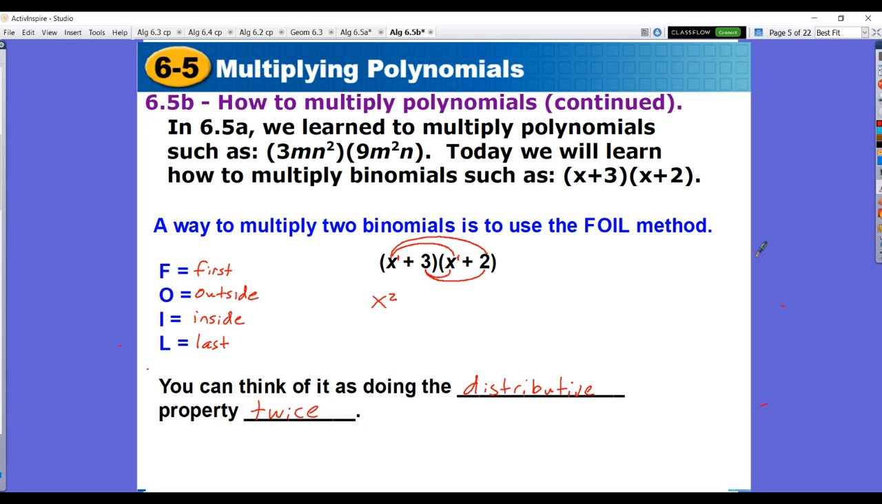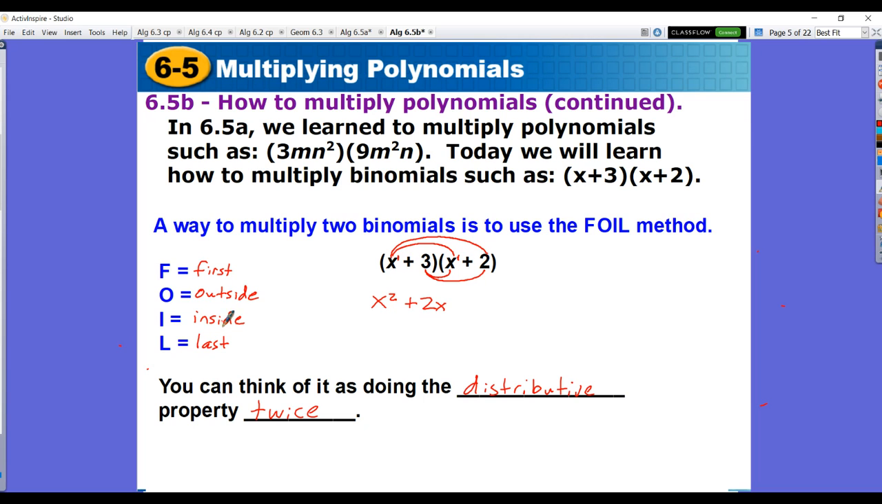That would be the F in FOIL. We got an x² for that. Next is outside, so we have x¹ times positive 2. x¹ times positive 2 is going to be plus 2x, multiplying 2 and x together. That takes care of O, the outside, and we've just done the distributive property with the X over here.